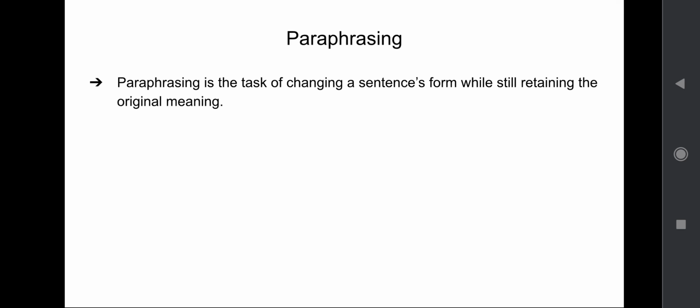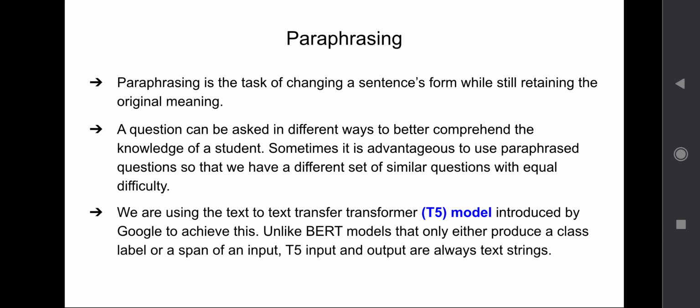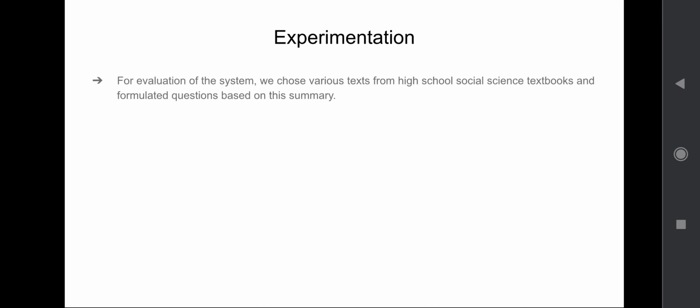Moving on to the final step and the ultimate step of our model, which is paraphrasing. Now, paraphrasing is the task of changing a sentence's form while still retaining the original meaning. A question can be asked in different ways to better comprehend the knowledge of a student. Sometimes it is advantageous to use paraphrased questions so that we have a different set of similar questions with equal difficulty. We are using the text-to-text transformer T5 model to achieve this. Unlike BERT models that only either produce a class label or a span of an input, T5 input and output are always text strings.